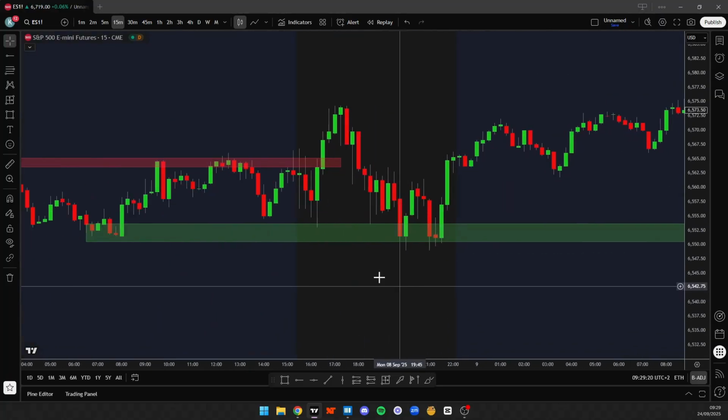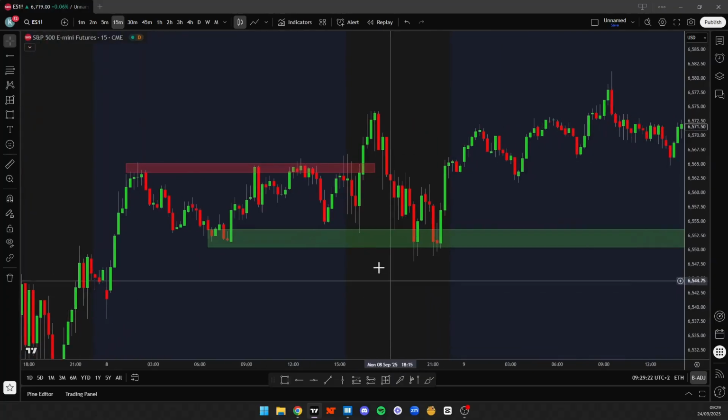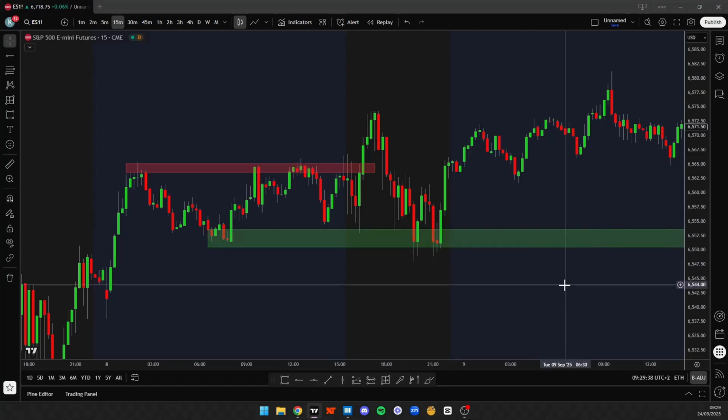So you can see it came in and reacted off this demand, creating a support level, because this is not a fresh demand anymore. As you know, we usually look for fresh demand and supply levels, as I mentioned in the previous model. But once this level is respected again, it's obviously not a fresh demand anymore. It becomes a support level.